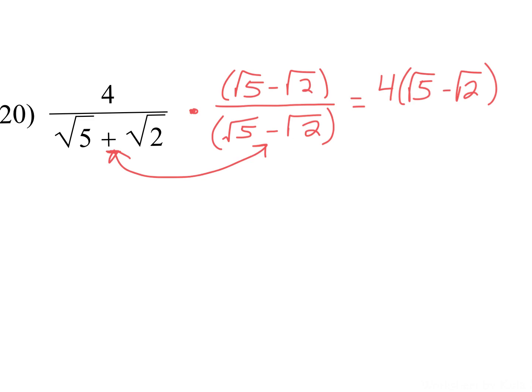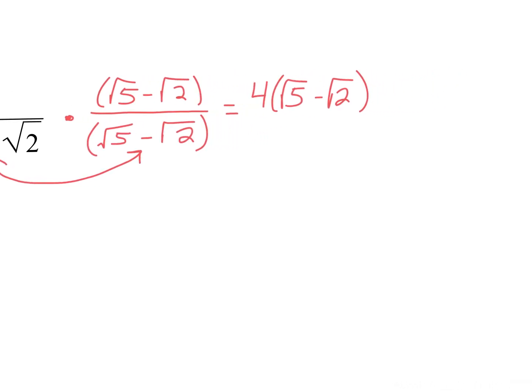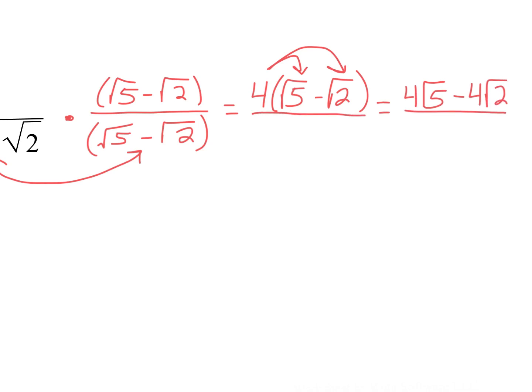Let's just keep going with the top. Distribute that 4. What do I get when I distribute the 4? It's 4 times the square root of 5. And then I have 4 times negative square root of 2. So right now the top is done.